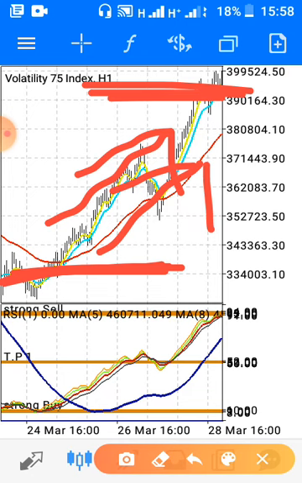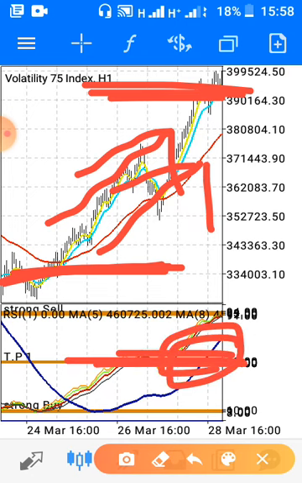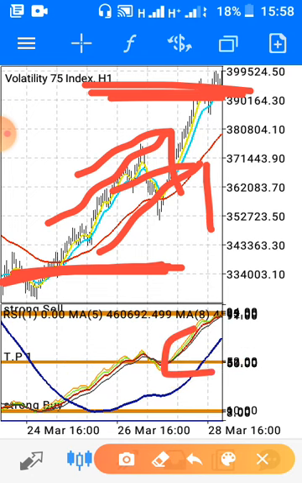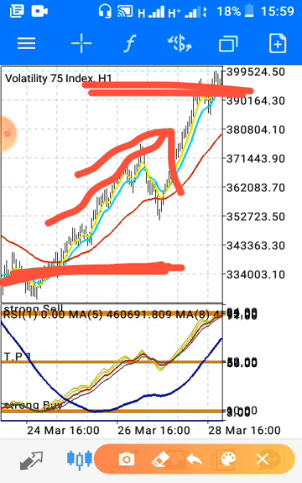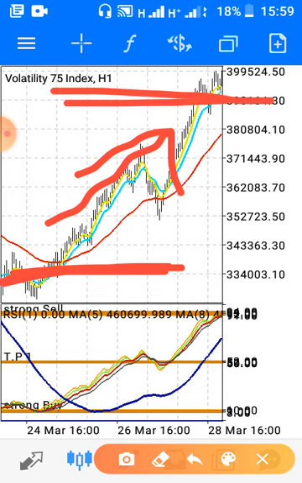And our exit was right there. That is where our exit was, for those who can't draw. Then for those who have drawn support and resistance, is right there on the top.